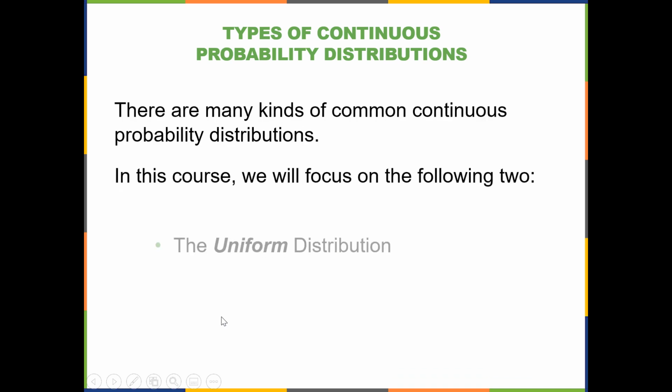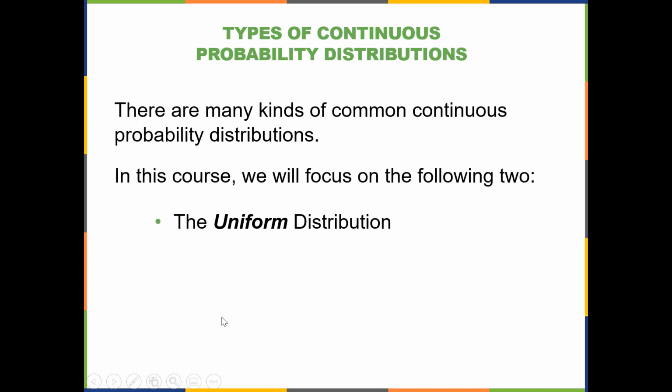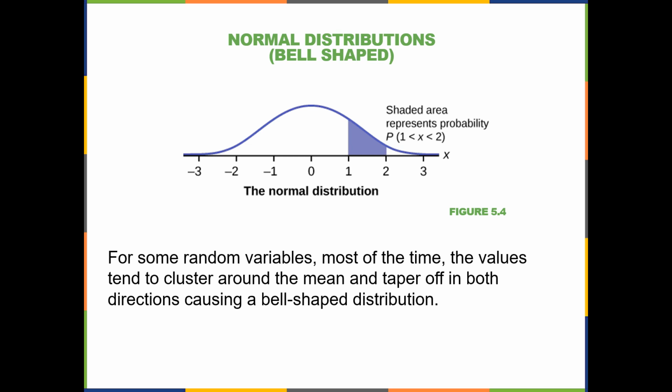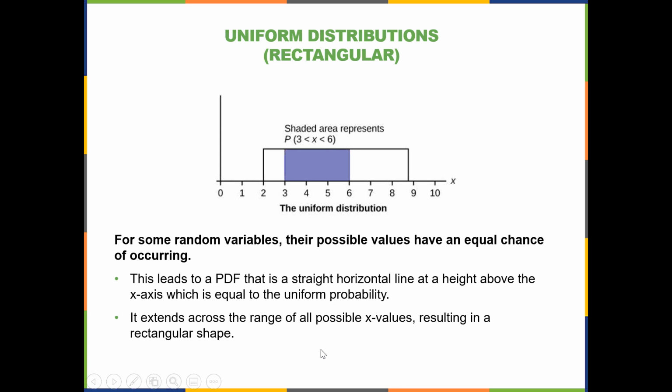In the last video, we learned about continuous probability distributions in general, and we realized that we were going to be focusing on two common continuous probability distributions, the uniform distribution, which is rectangular, and the normal distribution, which is bell-shaped. In this video, we're not going to focus on the normal distribution yet. Instead, we'll be looking more closely at the uniform distribution.